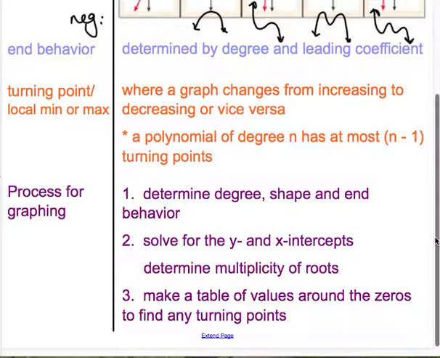What the multiplicity tells us is that the x-intercept is a turning point if the multiplicity is even. If the multiplicity is odd, it will just cross through the axis. And then finally, we'll make a table of values around the zeros to try and find any of those turning points, as I mentioned before when we were looking at the graphs. In the next video, we will take a look at all of this information and how to graph one of our polynomial functions.